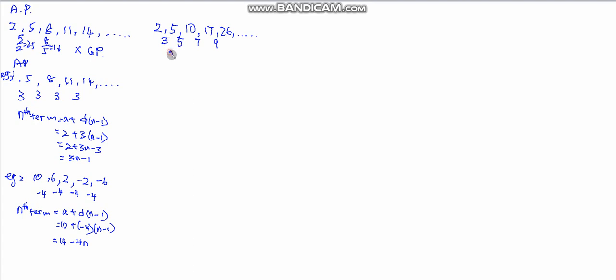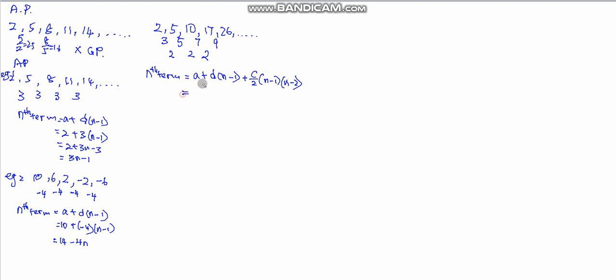So let's go to the second row of difference. This minus this, you got 2. This minus this, you got 2. This minus this, you got 2. Okay. Therefore, the second row of difference, I already got a constant. So I can use the other formula, the nth term equal to a plus d(n minus 1) plus c over 2 times (n minus 1)(n minus 2).